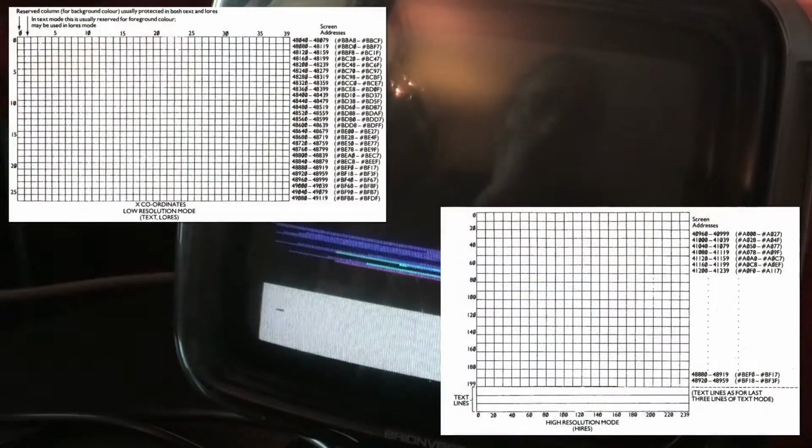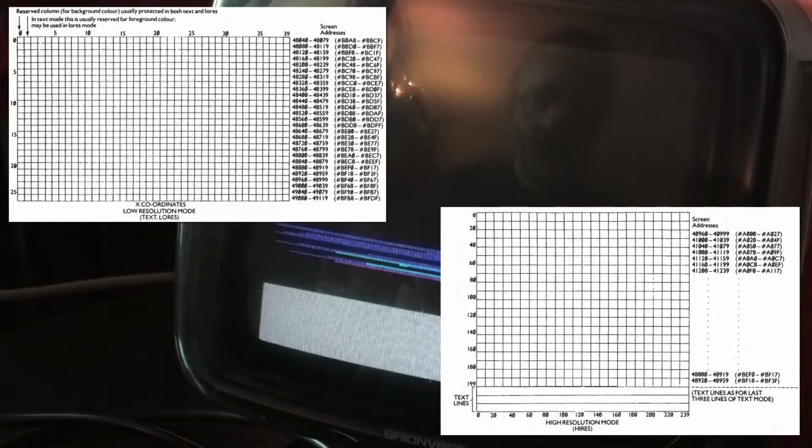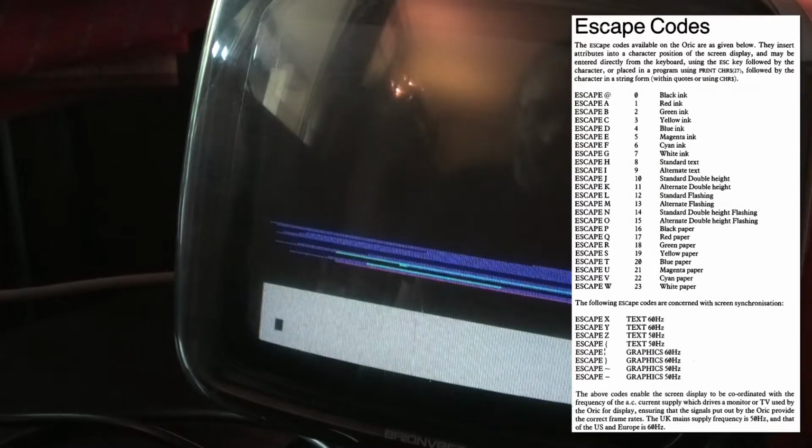EFDF, let's say 16, yeah, 17. So technically it looks like we are in high-res, so it's text, but displayed as high-res. That will explain why we have only one blinking line. Yeah, so escape Z. Escape X, escape Y. No. Oh yes, so now I'm in text mode with a big blinking cursor.